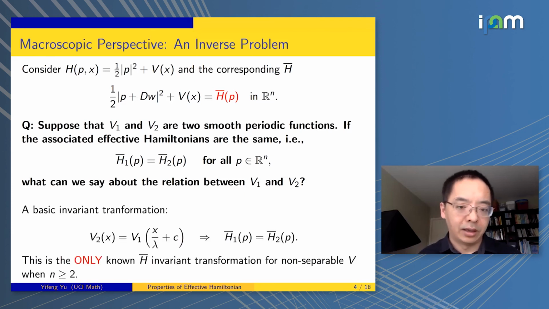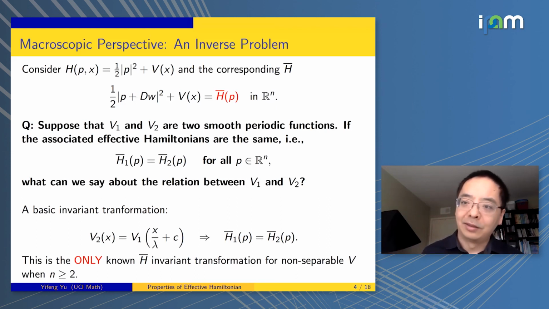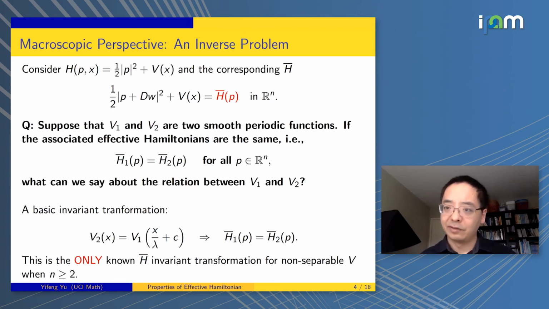First, we ask ourselves whether there's some transformation between potentials which keeps the effective Hamiltonian unchanged. The only one I know is the trivial one: if we do rescaling and translation, then obviously you get the same effective Hamiltonian, because homogenization rescales things. Now the question is, in addition to this, do we have other invariant transformations for those V's which are non-separable? Non-separable means you cannot write V as just the sum of lower dimensional functions; otherwise it reduces to 1D. Here I'm talking about essentially non-separable, typical potentials. Do we have another transformation which does not change the effective Hamiltonian?